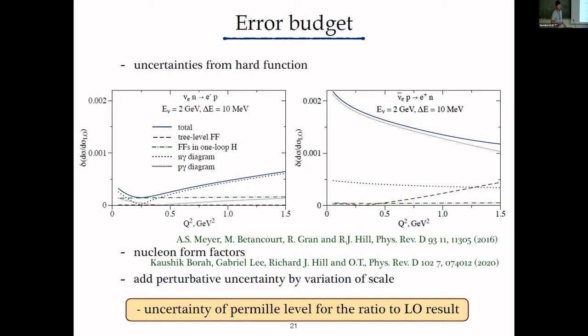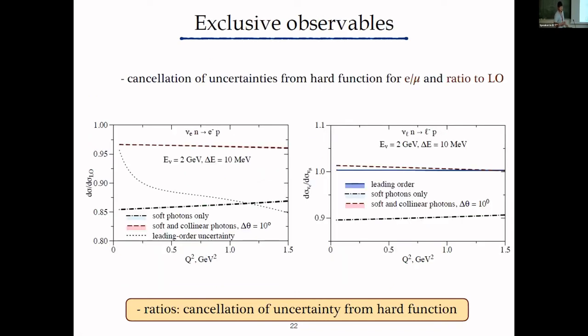Now I would like to go on to describe possible observables. The first ones, of course, are exclusive observables. The first line is when we include only soft photons below 10 MeV into our observable, but we can include an arbitrary number of soft photons. Plots are shown for 2 GeV neutrino energy as a function of the momentum transfer. Basically, Q squared 0 is forward, Q squared 1.5 is some angle, not exactly backward.